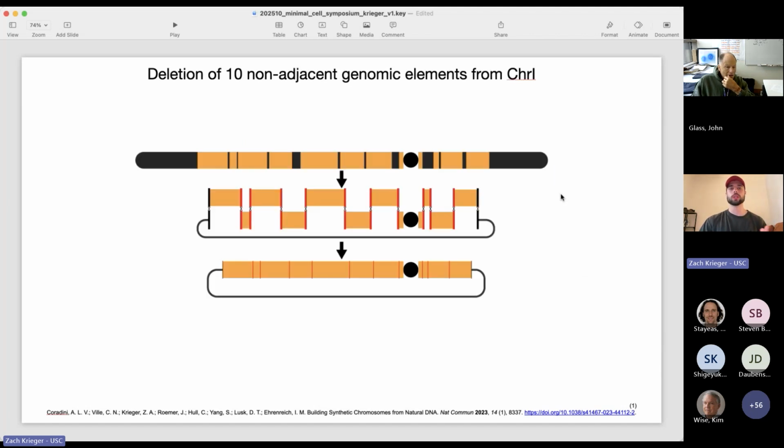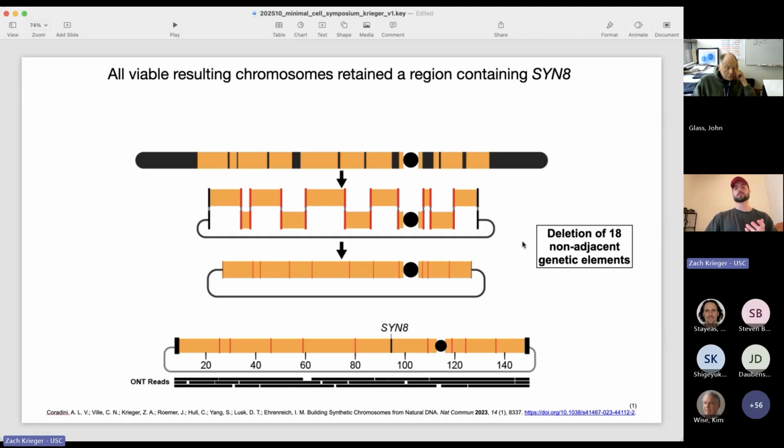And as a part of that work, we tried to delete 10 non-adjacent genomic elements from the first chromosome in Saccharomyces cerevisiae. Effectively, what we do is we clone these regions in orange in vivo, take them out, and pop overlaps onto them, which we can use in vivo to then reconstruct the chromosome without the non-cloned regions inside of yeast. When we did this, we actually observed that all of the viable versions of this designed chromosome had retained this region containing a gene called SYN8. You don't need to know anything about SYN8. What's important here is that the retention is happening, and it appears that it's required for viability of the organism.